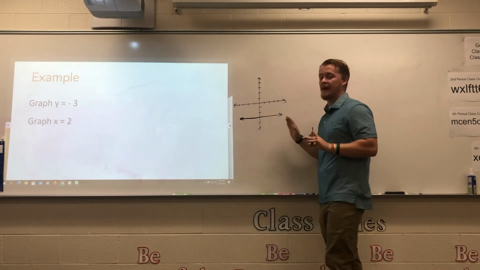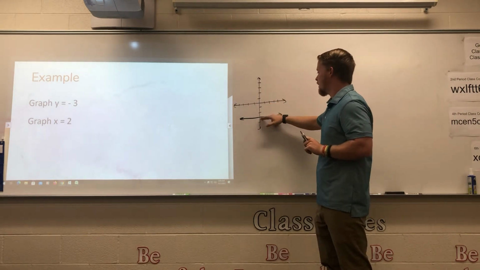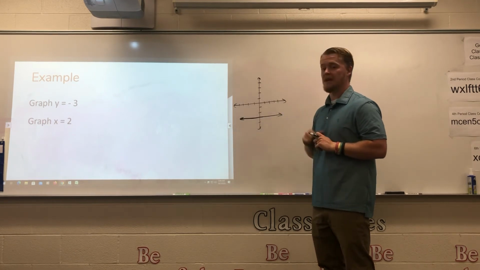And that's it. That is your answer. So if it's y equals a number, you go to that number and make a horizontal line on that number. And that's your graph that represents that equation.